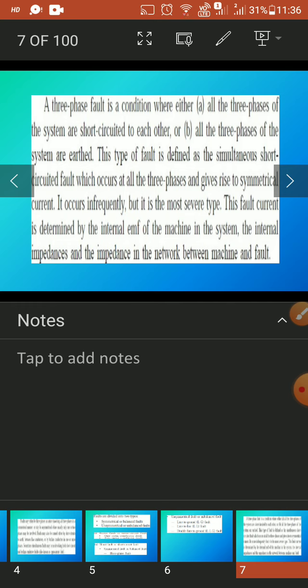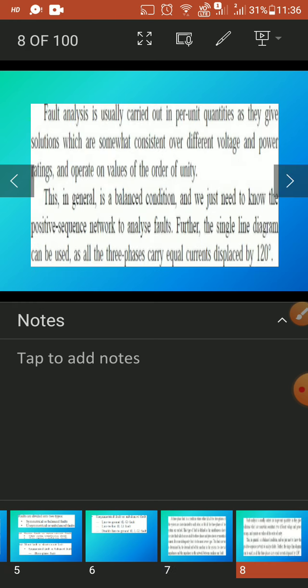This fault current is determined by the EMF of the machine in the system, the internal impedance and the impedance in the network between machine and fault. So fault analysis is usually carried out in per unit quantities, as they give solutions which are consistent over different voltage and power ratings and operate on values of the order of unity. This in general is a balanced condition, and we just need to know the positive sequence network to analyze the fault. Further, the single line diagram can be used, as all the three phases carry equal currents displaced by 120 degrees.